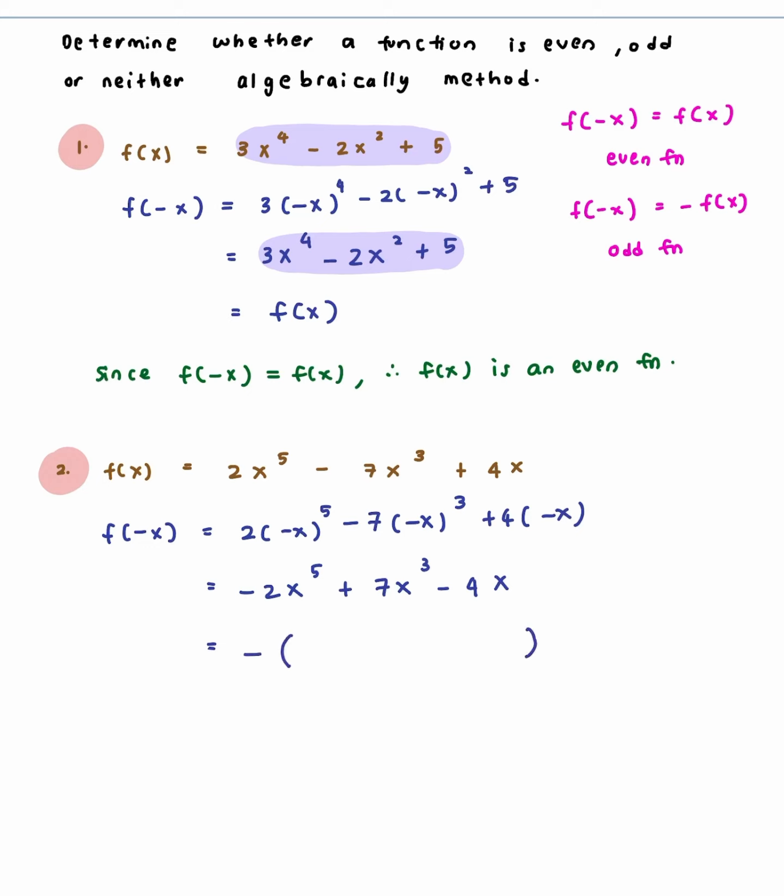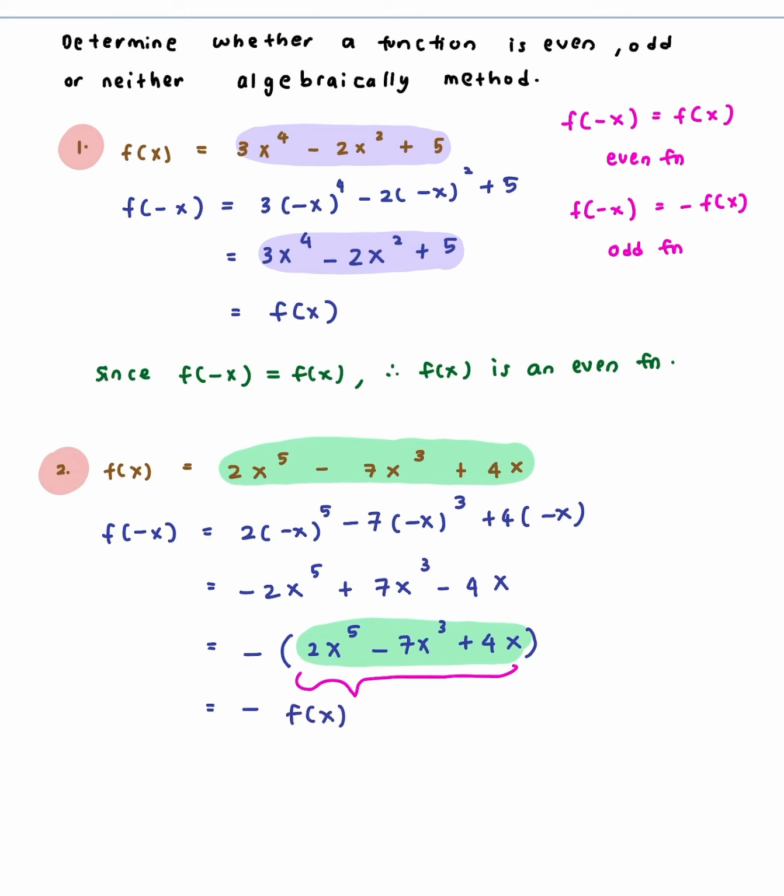So what is your answer inside the bracket? You have 2x power 5 minus 7x cubed plus 4x. Okay, so look at the answer right now. Is it the same as the question? The things inside the bracket here, 2x power 5 minus 7, this one also 2x power 5 minus 7. So you have exactly the same as the question, with a negative outside. This is the thing that equals the question, which is your fx.